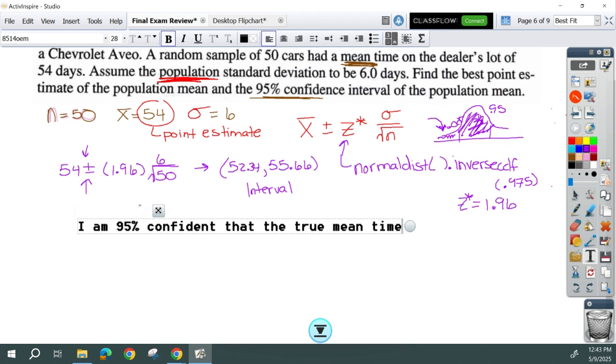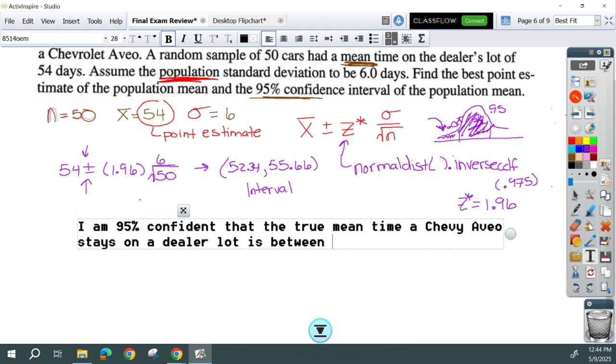The mean time a Chevy Aveo stays on a, what do we call it, a dealer lot, is between. So we're saying how confident we are. What are we confident about? We're confident about the mean. What mean of what? How long a Chevy Aveo stays on a dealer lot, and then we tell what our interval is. It's between 52.34 days and 55.66 days. And you could probably round that to 52 and 56 if you wanted to.